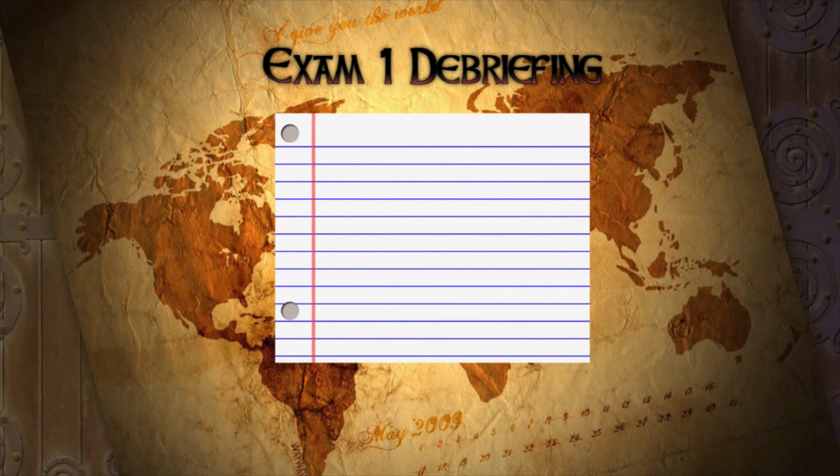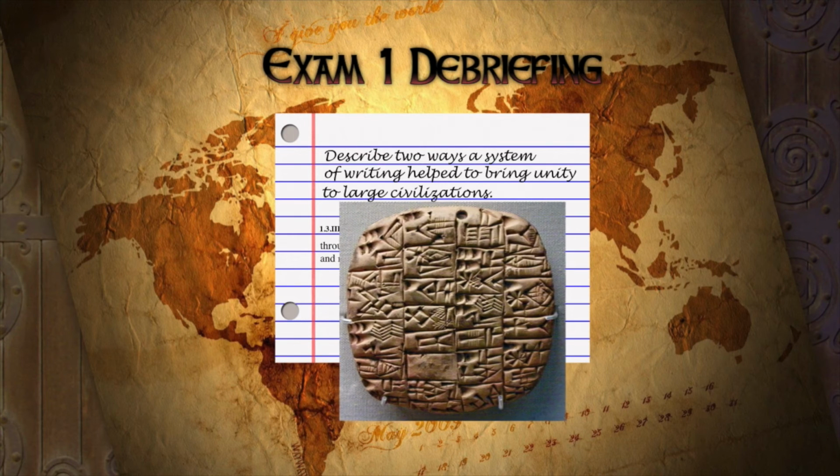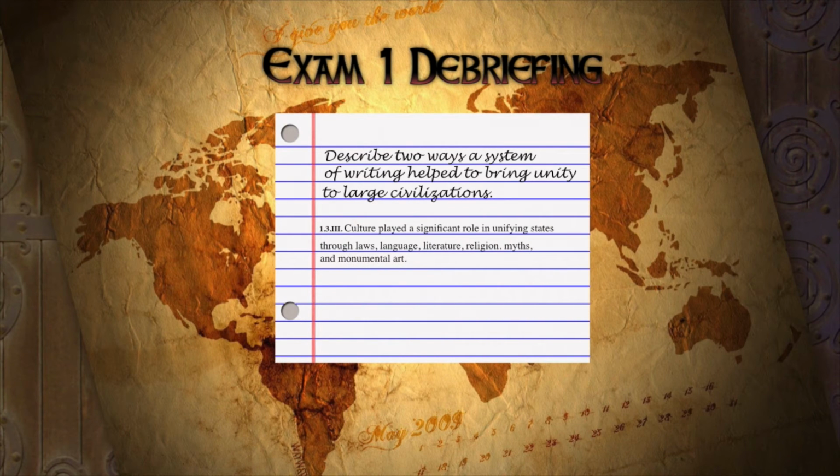Let's look at another SAQ you had to write, and in this one you had to describe 2 ways that a system of writing helped to bring unity to large civilizations. Once again, of course, this is in the curriculum framework. So, a system of writing is something like cuneiform, or the hieroglyphs of the Egyptians. So you had to identify those, and then you needed to give me a way that brought unity to a civilization.